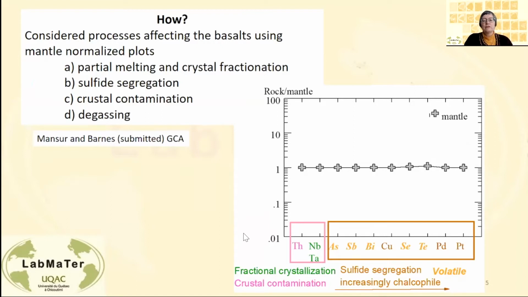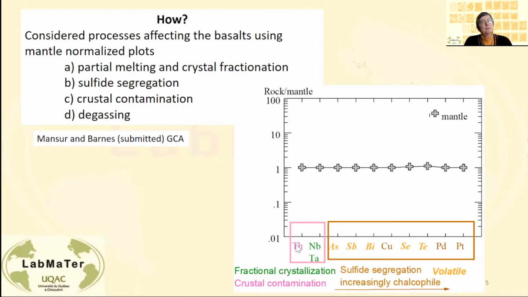We decided after a while, one way we can look at this is if you think about the TeAsBiSb, they're essentially incompatible with silicates and oxides. So they should behave like incompatible elements. So at one end of the diagram here, I put tantalum or niobium, you could use zirconium, and that is to control the effects of partial melting and crystal fractionation. Then we added thorium next door.